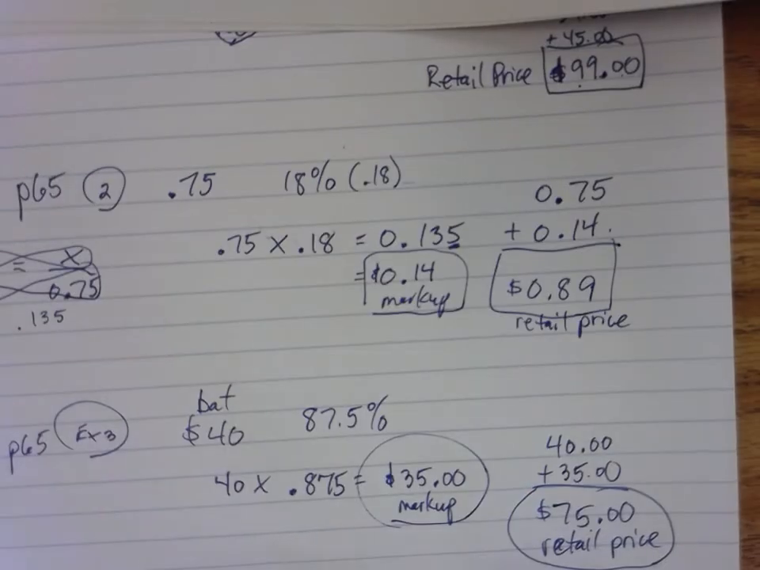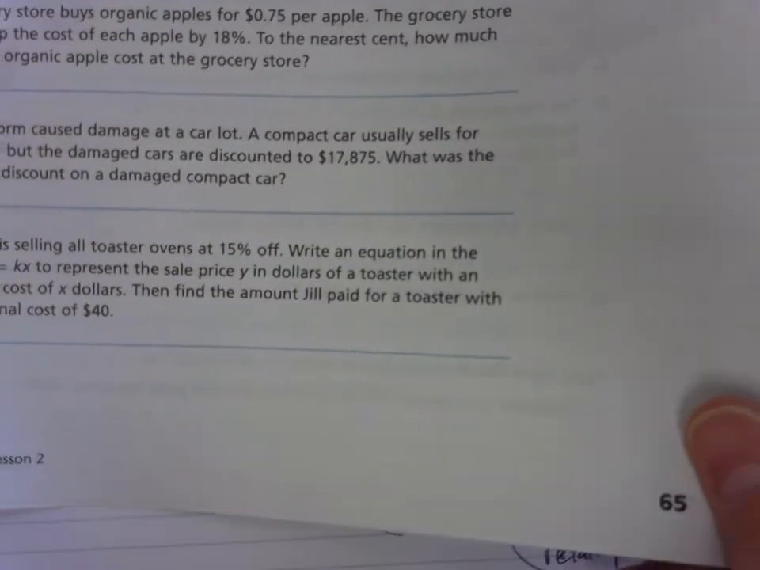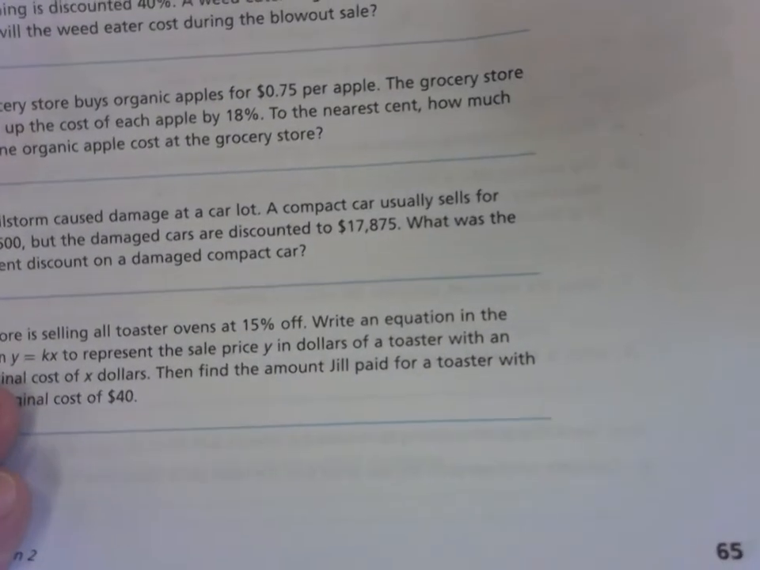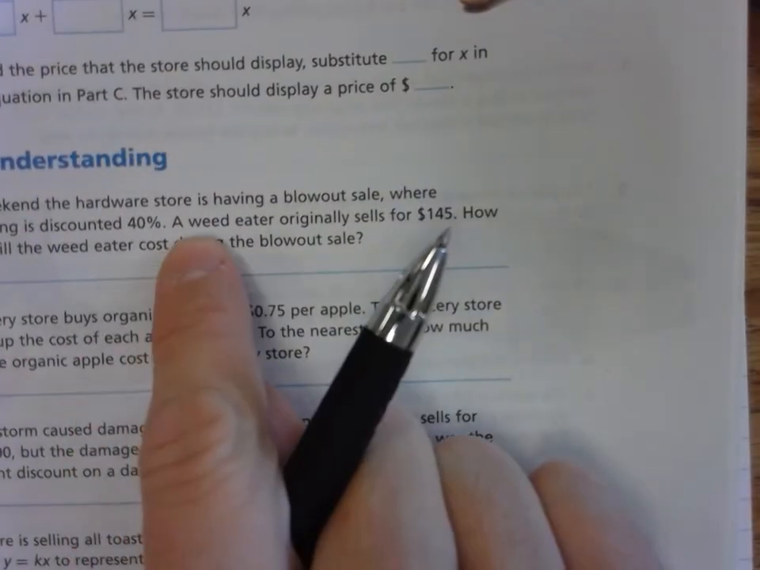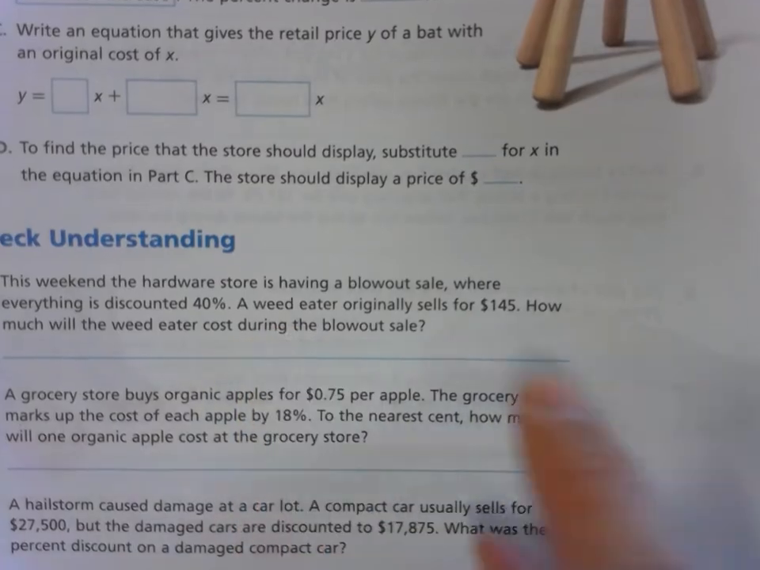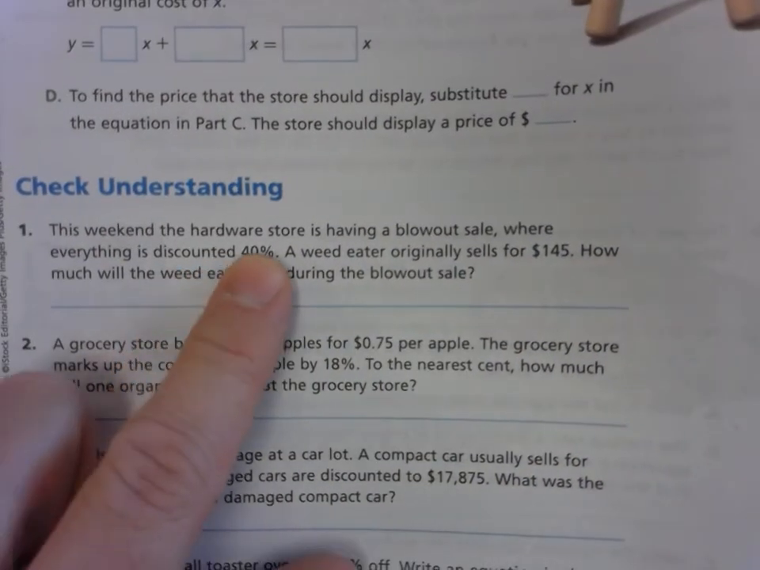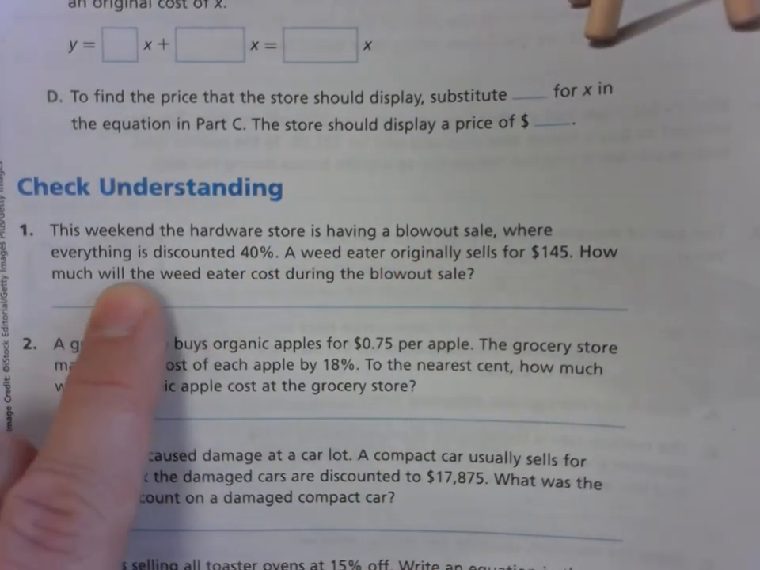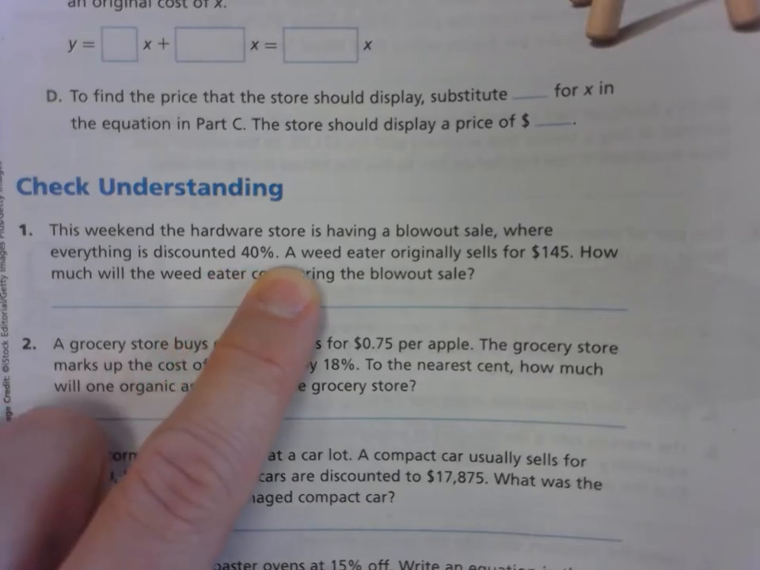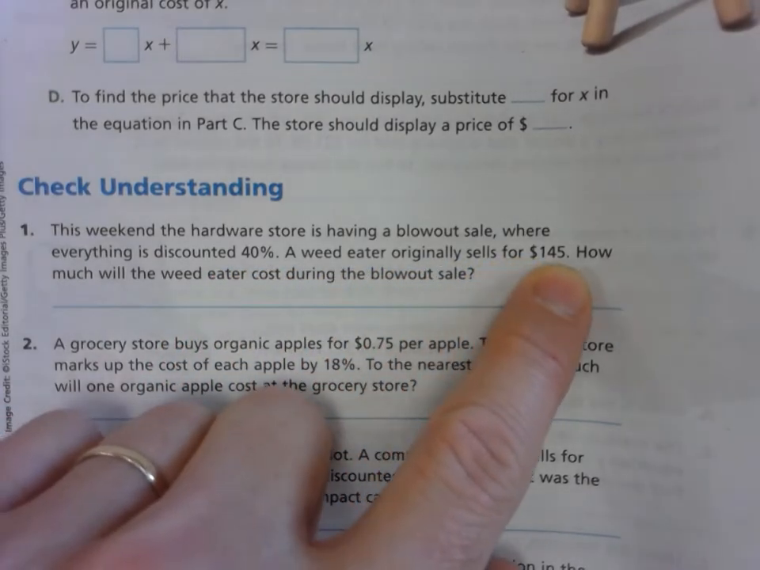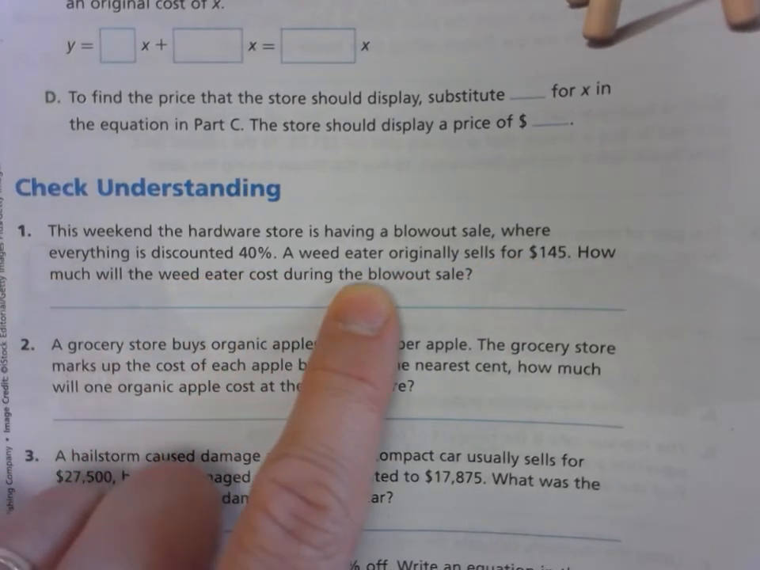Alright, let's come back to one more here. We're going to do these 2 problems real fast. So number 1 here on the check your understanding, it says the hardware store is having a blowout sale where everything is 40% discounted. The weed eater sells for $145. How much will the weed eater cost during the blowout sale? So we're getting 40% off $145.